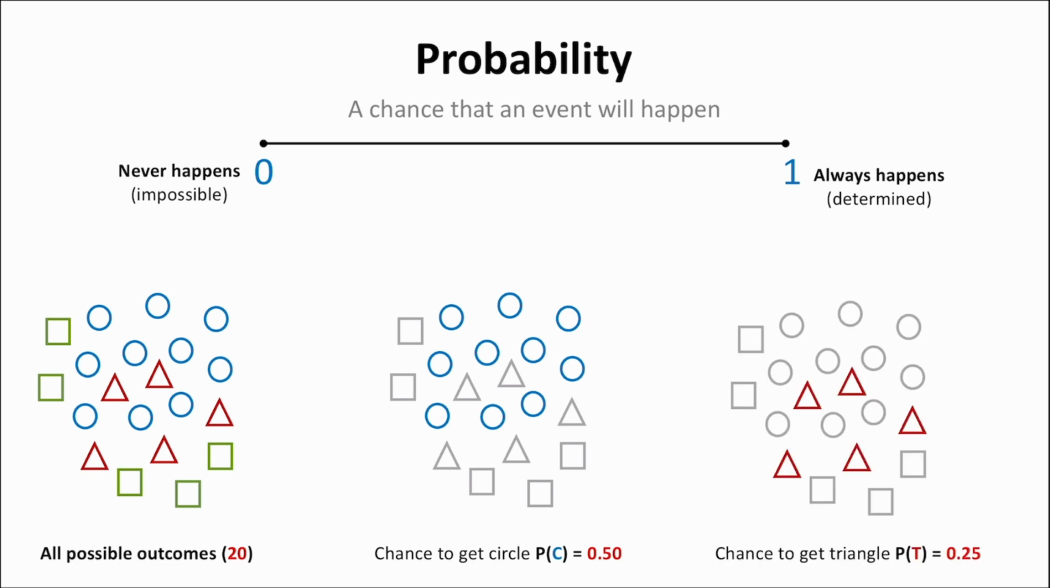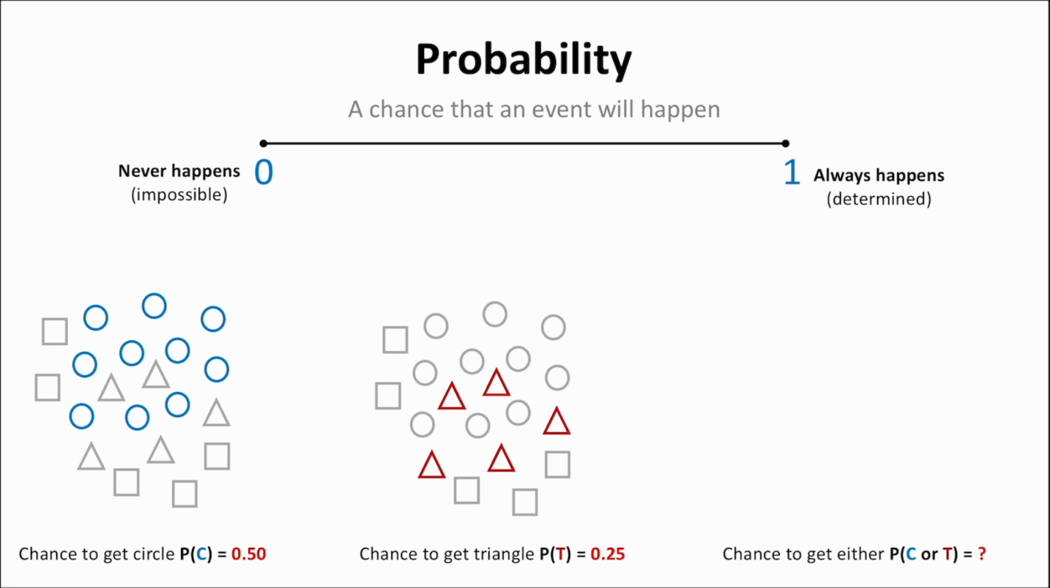Now, the probability to get a triangle is 25%, right? So 0.25. So it means that in 25% of the outcomes, if you repeat this infinite amount of times, you will get a triangle because you have 5 triangles and number of outcomes is 20. It's exactly 1/4, right? So 25%. Now, what's the chance that you will get either circle or triangle?